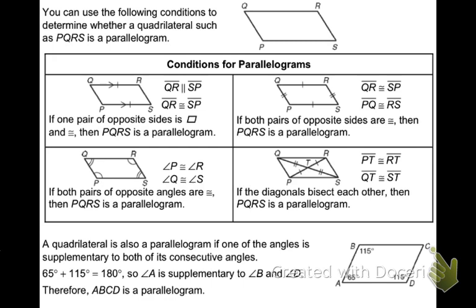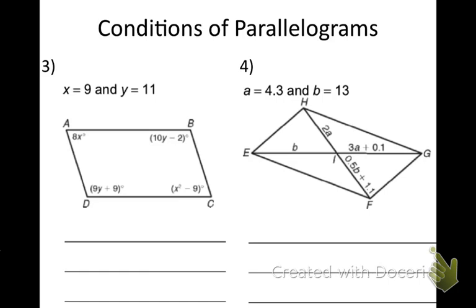Try numbers 3 and 4. Take a couple seconds to try these two. Let's go through number 3. When you plug in 9 and 11 for X and Y, what do you get for angle A, Camden? Nice job. A is 72. What do you get for angle B, Jessica? 108. What do you get for angle C, Frost? And what about angle D, Gabe?